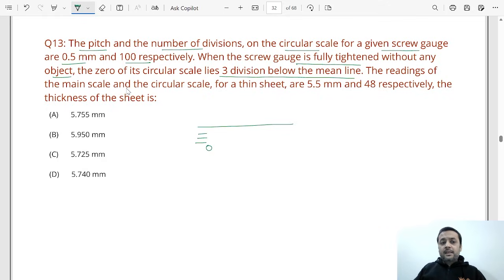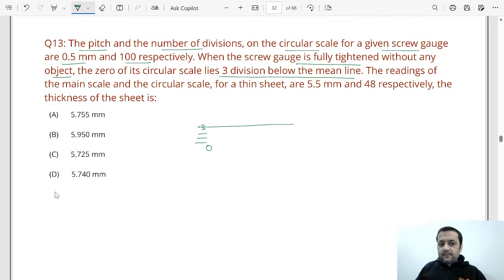Okay, the reading of the main scale, so basically this is already showing you 3 divisions, so it's a positive zero error. So it's already showing you the 3 reading on the circular scale, right? The reading of the main scale and the circular scale of the sheet are 5.5 mm and 48 respectively, and the thickness of the sheet.